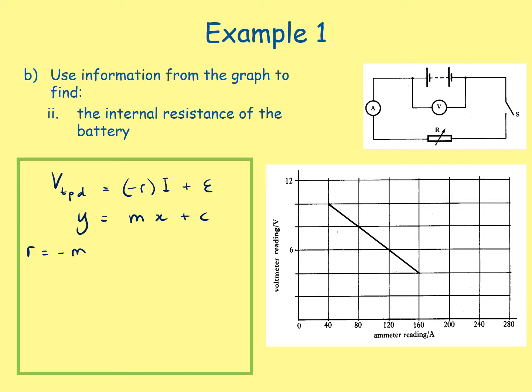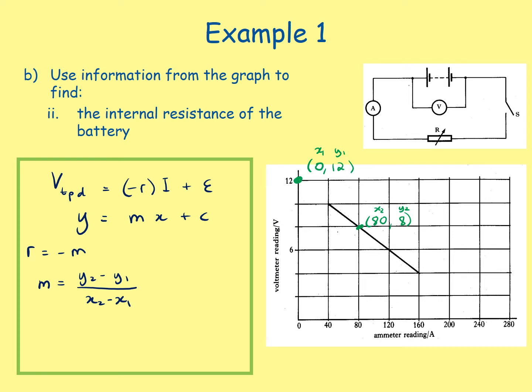We want to calculate the gradient of this line. To do that, we have to do m equals y2 take away y1 over x2 take away x1. Let's pick some points to use. To make it easy for ourselves, we can take our first point to be at our y-intercept, so that would be 0, 12. And let's say our second point is at 80 and 8 there. So that's our x1, that's our y1, that's our x2, that's our y2.